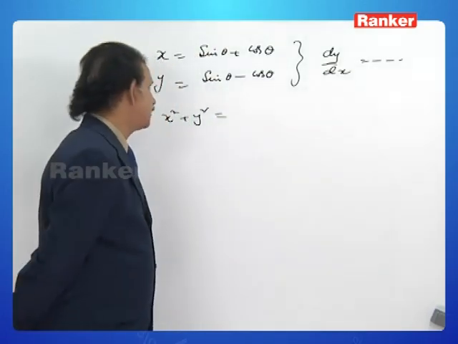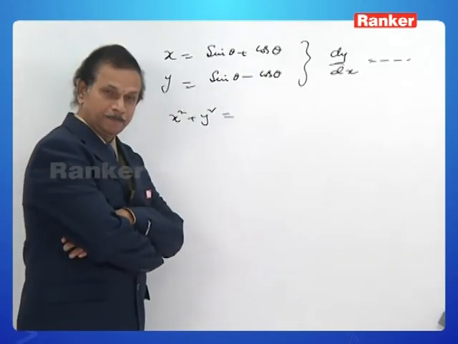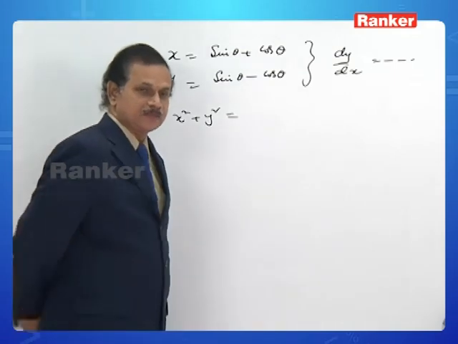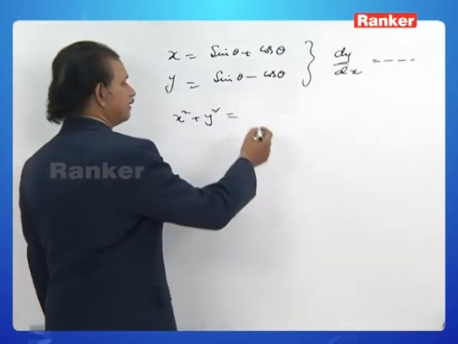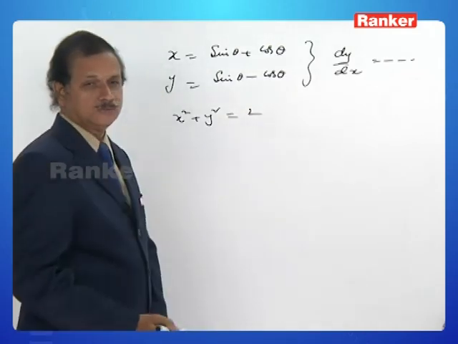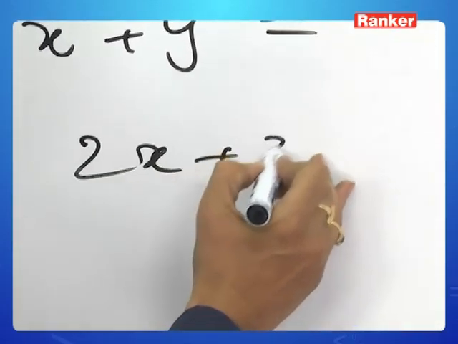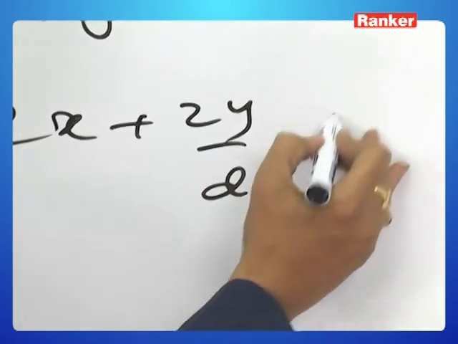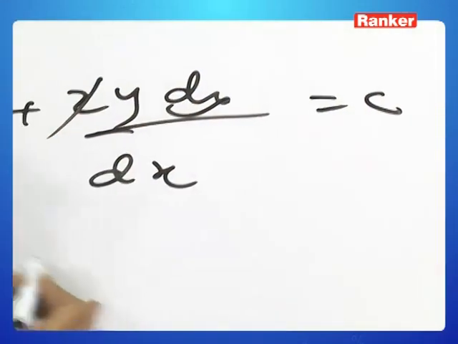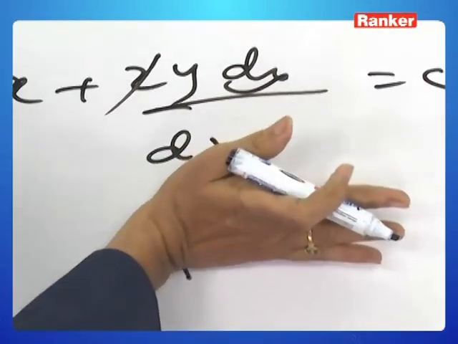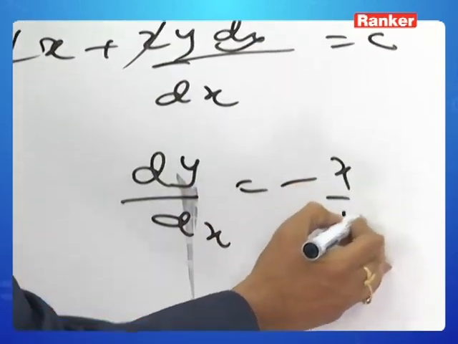Well, what is x square plus y square? Sin theta plus cos theta whole square plus sin theta minus cos theta whole square. It looks like a plus b whole square plus a minus b whole square, that is 2 into a square plus b square. That is 2 into sin square theta plus cos square theta, which is 2. Differentiate directly on both sides: 2x plus 2y dy by dx is equal to 0. You can cancel 2. dy by dx is therefore equal to minus x by y.